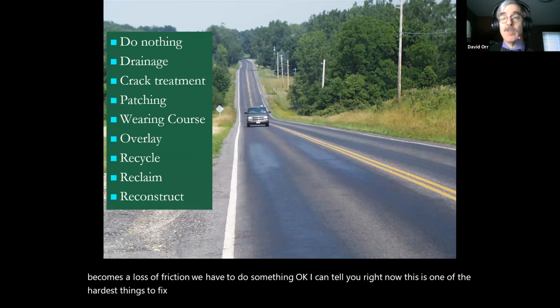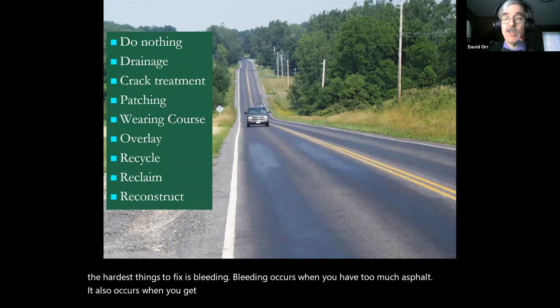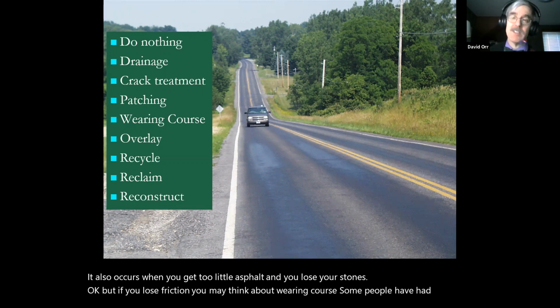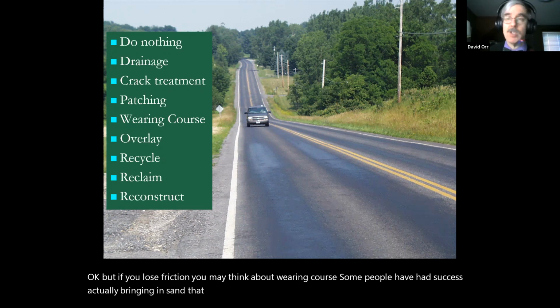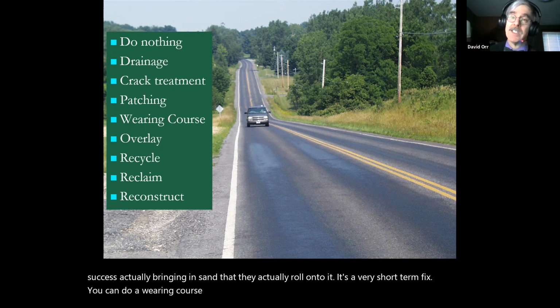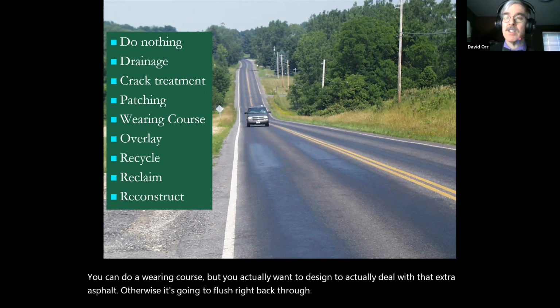Bleeding occurs when you have too much asphalt. It also occurs when you get too little asphalt and you lose your stones. But if you lose friction, you may think about a wearing course. Some people have had success bringing in sand that they roll onto it. It's a very short-term fix. You can do a wearing course, but you want to design it to deal with that extra asphalt. Otherwise, it's going to flush right back through. It's really hard to fix.